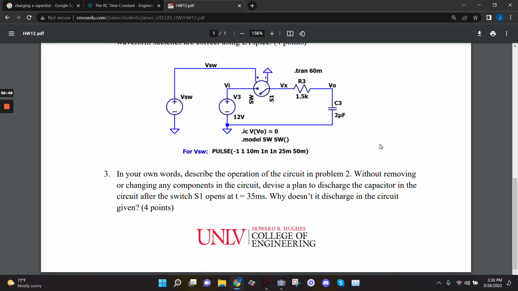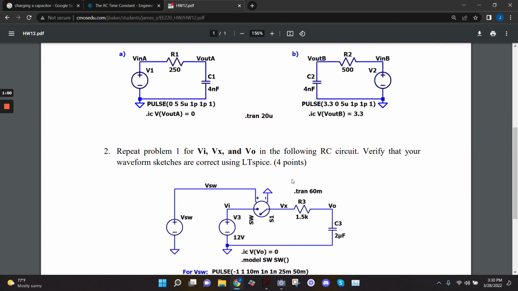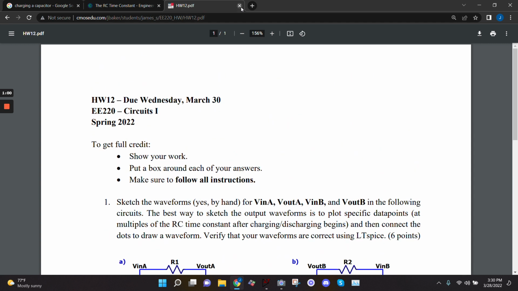You'll notice that it's not as easy as you think it is to explain what's actually happening, even if you think you know what's happening. So try and explain it, write it out the best that you can, and then something interesting is going to happen here. The capacitor is not going to discharge when this switch opens. And so I want you to come up with a plan to discharge the capacitor and talk about why it doesn't discharge in this circuit when this switch opens. Some of you may already know or think you know, so that's that problem. But if you don't know, it's going to require some thought, and that's good.